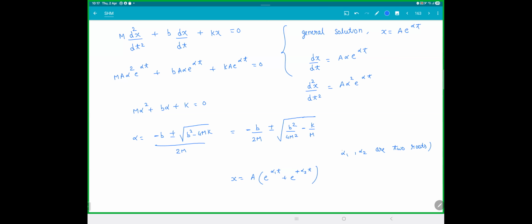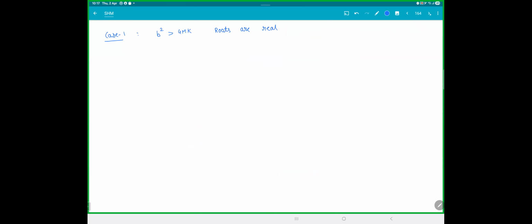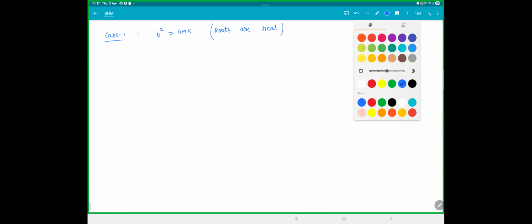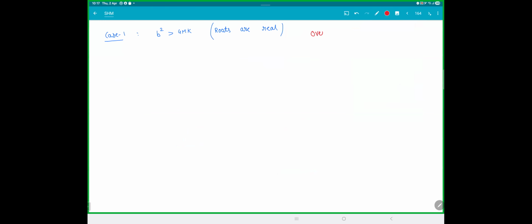Again, all this is not required at a Mains level, BITS level, even Advanced level. What matters is the end result. So these roots are real. So this is a case of overdamping. We'll discuss what that is. So this is called overdamping.